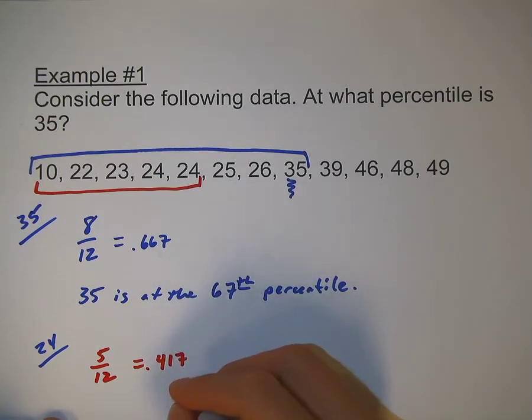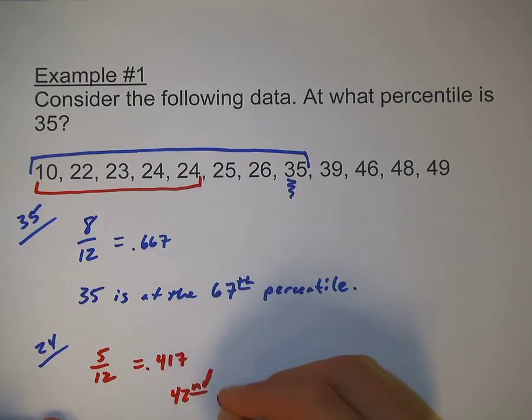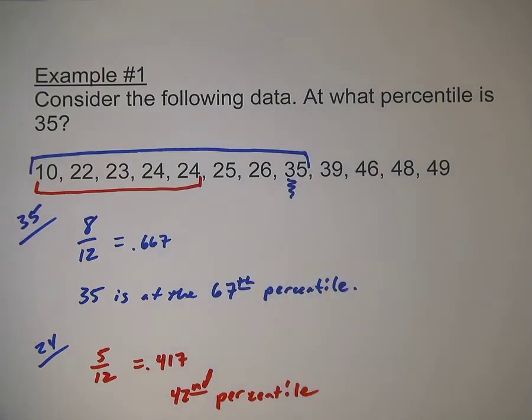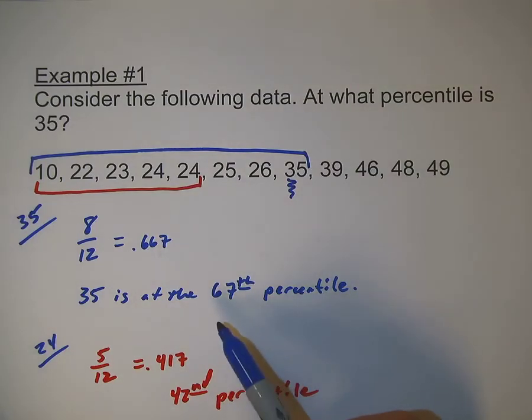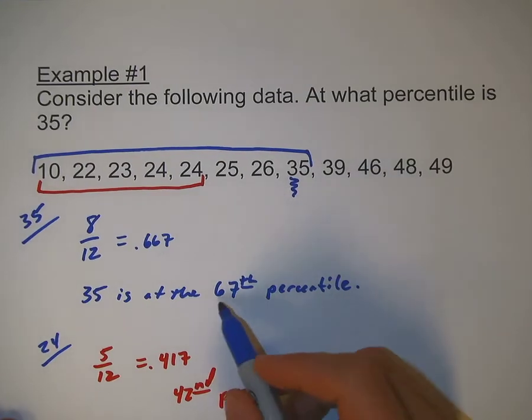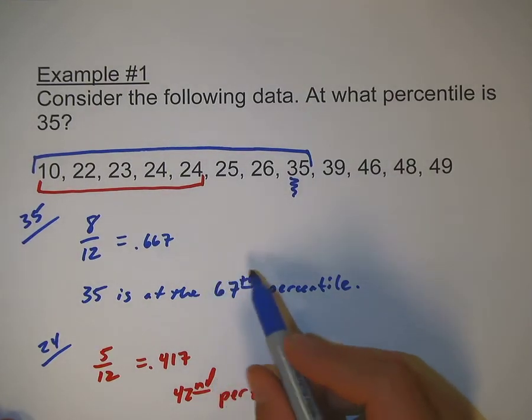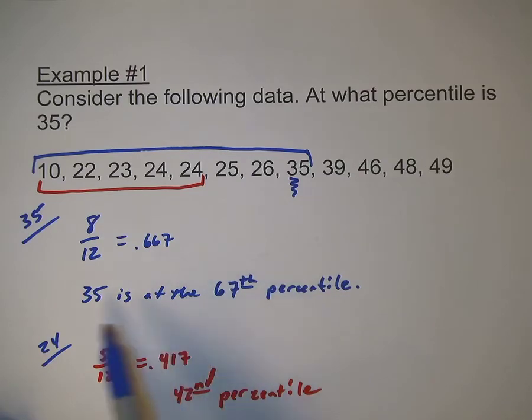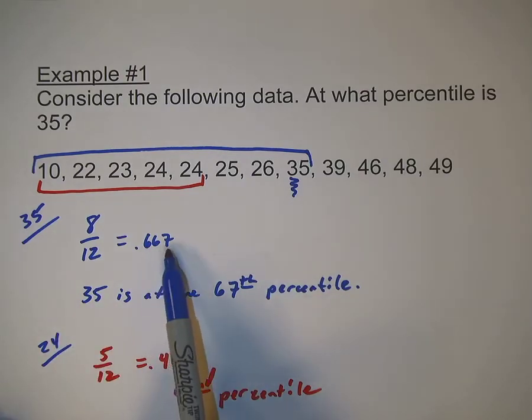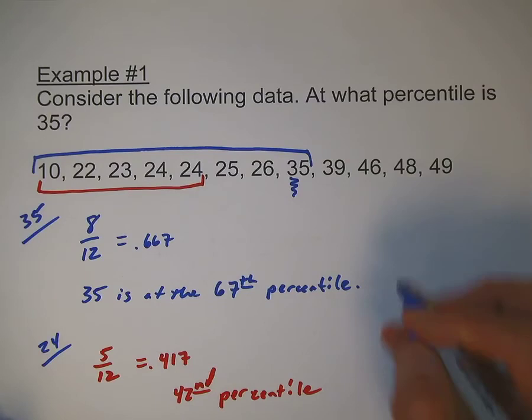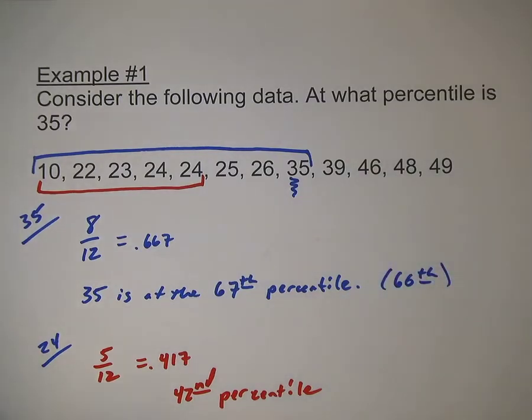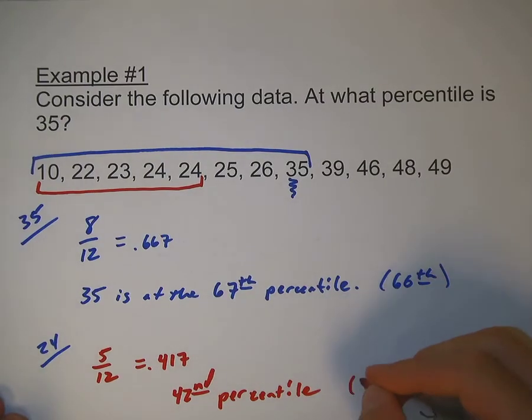So this ends up being about the 42nd percentile. Sometimes there are some issues with rounding here. Sometimes this is also going to be called the 66th percentile because technically it's not bigger than 67%. The next largest would be 66th. So sometimes this is interpreted as the 66th, and sometimes this would be interpreted as only the 41st percentile.